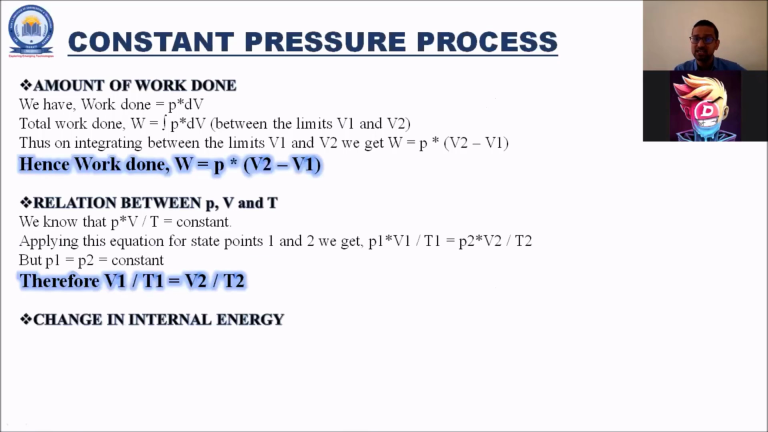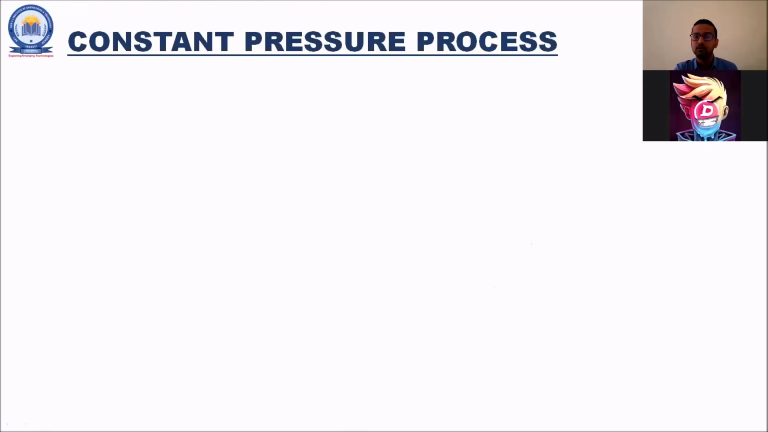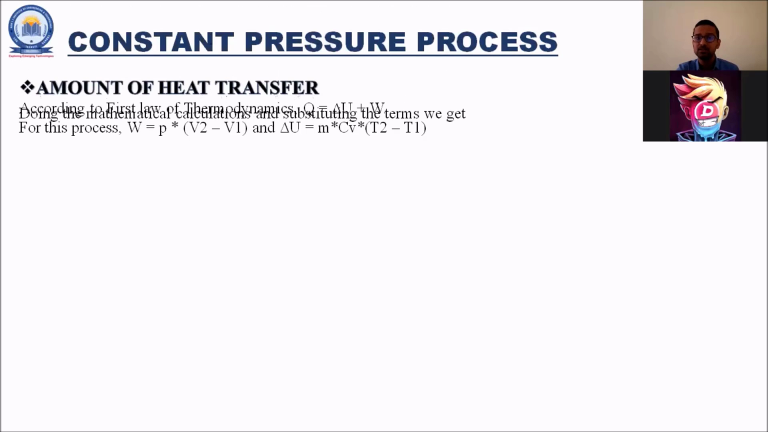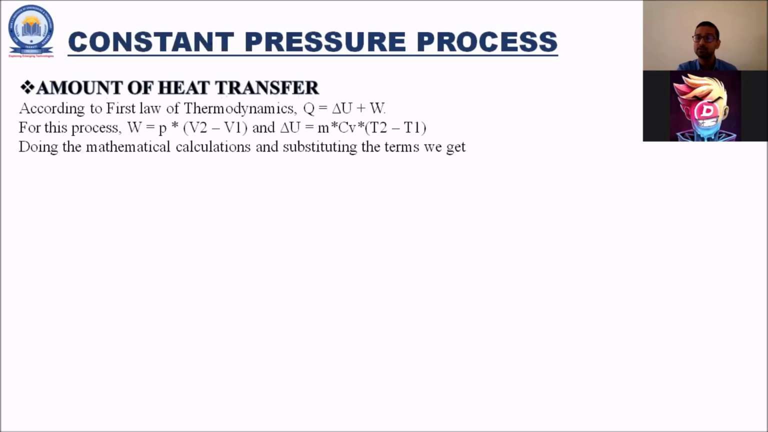Now friends, proceeding further, for the change in internal energy we have only one equation, the standard equation: delta U is equal to m Cv (T2 minus T1). Let us proceed further and find out the amount of heat transfer. According to the first law of thermodynamics, Q is equal to delta U plus W. Substituting W is equal to P(V2 minus V1) and delta U is equal to m Cv (T2 minus T1) in the first law of thermodynamics and doing some mathematical calculations, you will get Q is equal to m Cp (T2 minus T1).